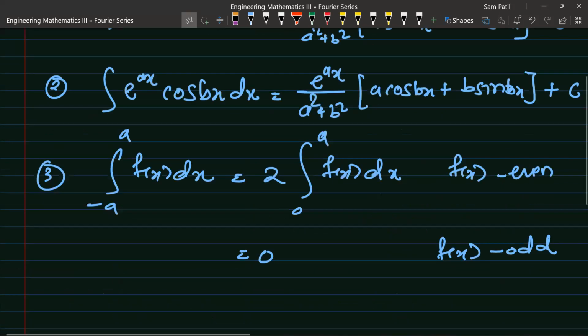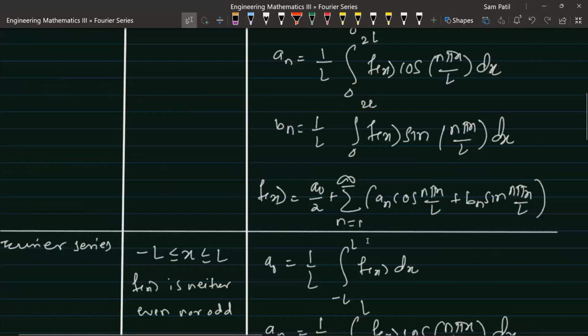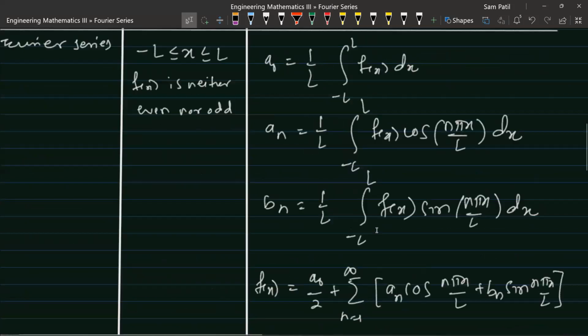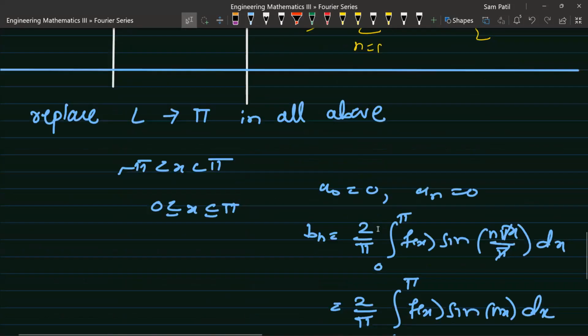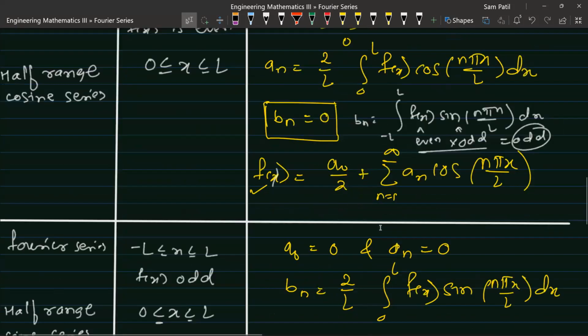See this formula. If the function is odd, the answer of this is directly 0. The same thing is happening here, because in this case the total function becomes odd. And integration of an odd function in the interval minus L to L is 0. That's why Bn is 0 here.